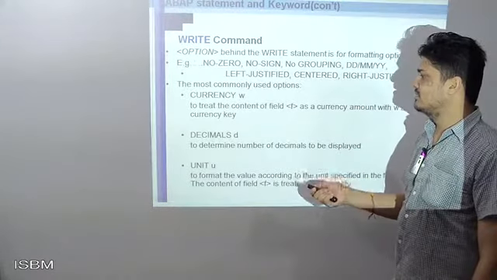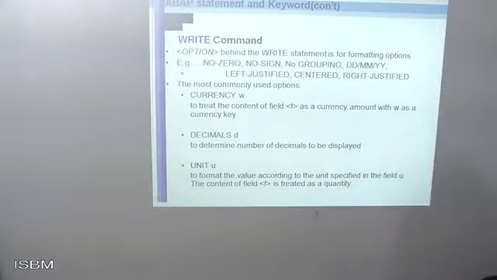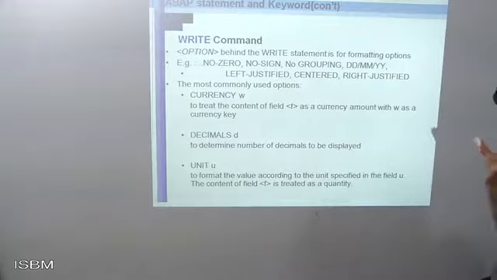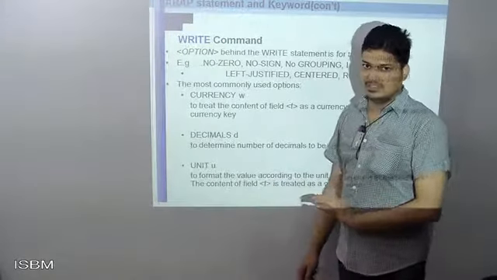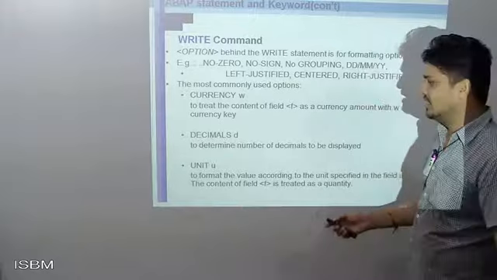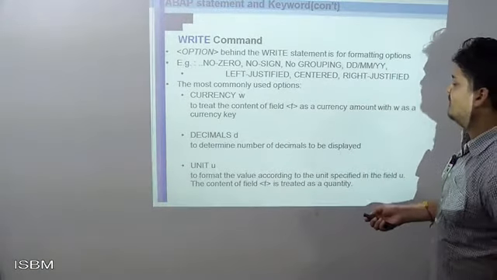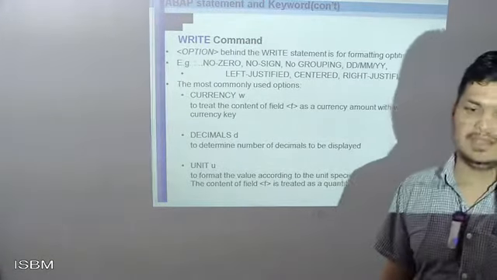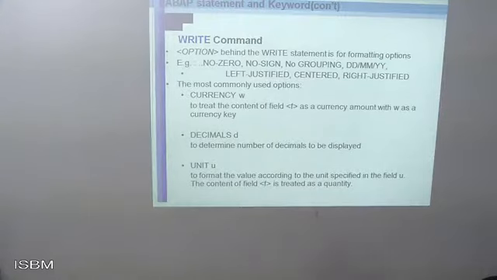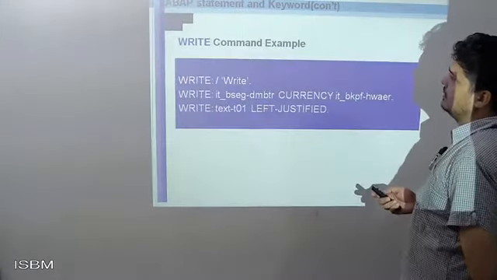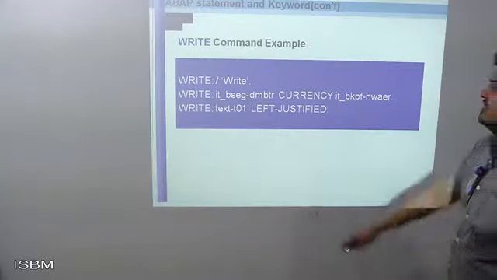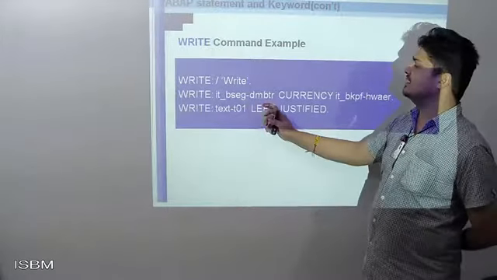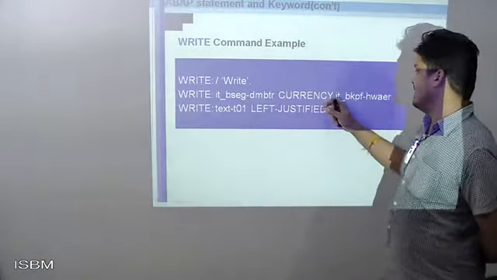We have decimals. In the same way, to determine the number of decimals, we can write how many decimals we require, like 0.00 or only 0. We have the unit format. The format of the value according to the unit is specified in the field the unit contains. So we write the unit with the help of the unit field. Then we have a write command example, a simple write, then write with, for example, DMBTR, which is a currency field, with currency and the currency name.